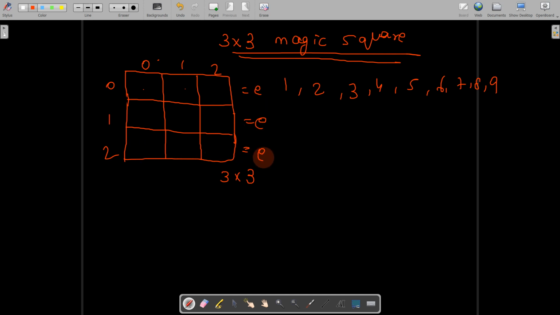The third also has the same sum. If you sum all the column values, that will also be equal to e. This column's value is also e, this column's value is also e. And the diagonals, if you sum up these three elements, that will also be e. So how can you fill in these distinct values such that these rules are always followed? That is the concept of the magic square.